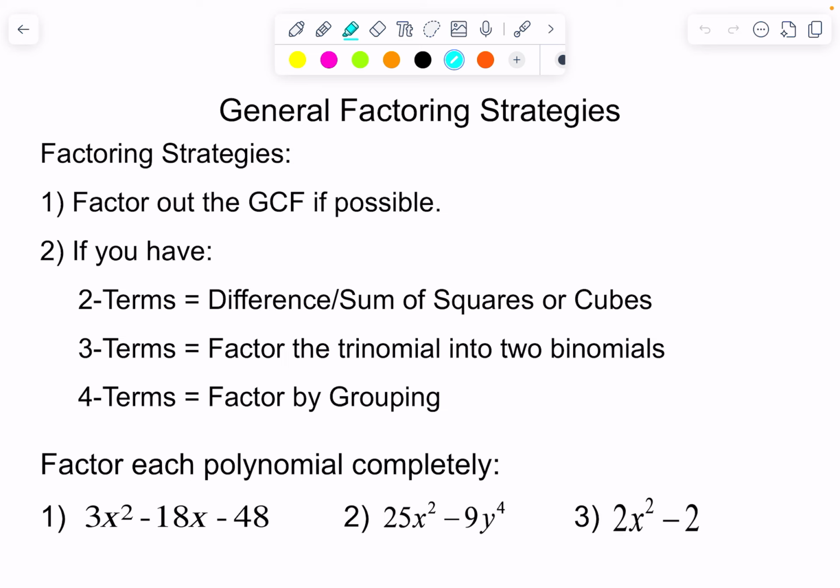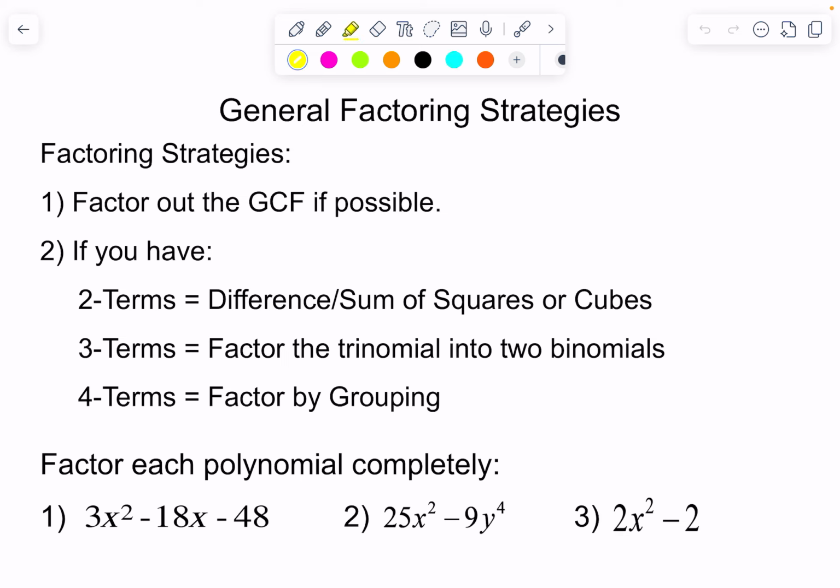Today we're going to learn about general factoring strategies. Or in other words, we're going to wrap up all of the factoring skills that we've learned and recognize when and how to use them. So let's get right to it. Let's go over these factoring strategies.